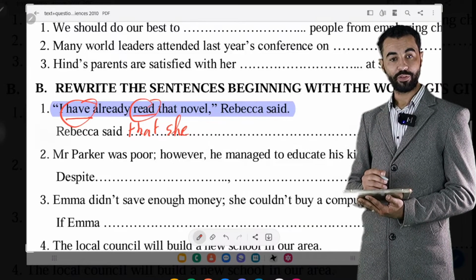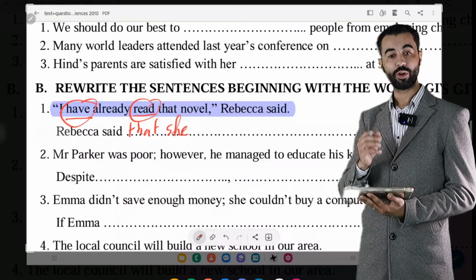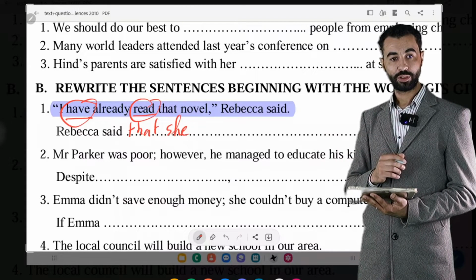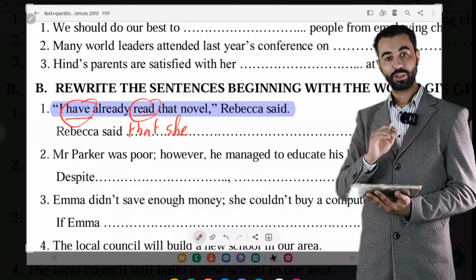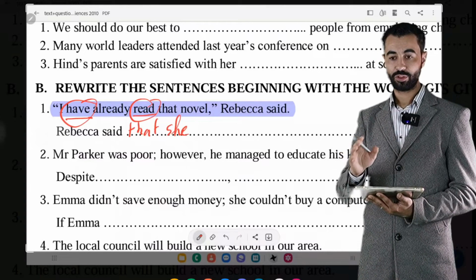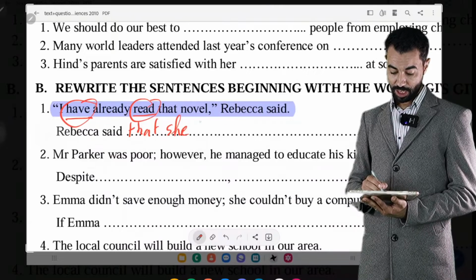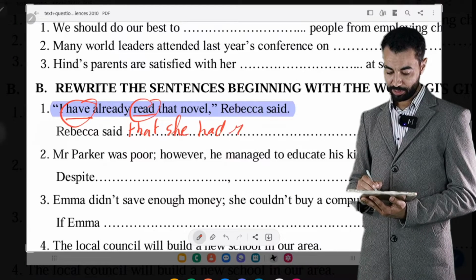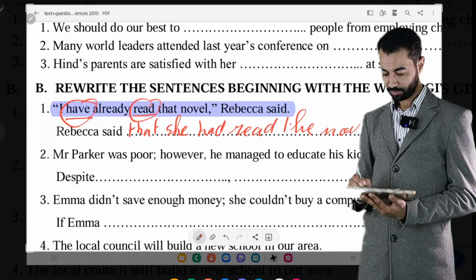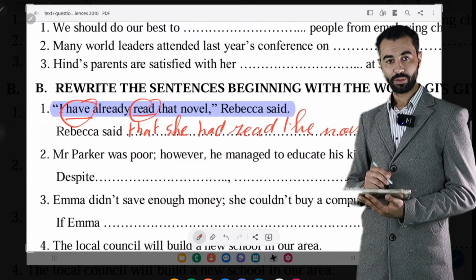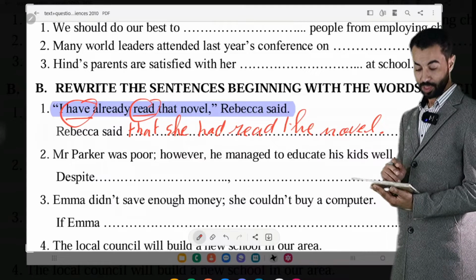Have read refers to the present perfect. And when we do have the present perfect in a sentence that is in the direct speech, and we want to convert it to the reported speech, we use the past perfect. Remember that you are provided with a chart and it shows you exactly the tenses to use so that no room for mistakes is left. So that she had read the novel. Okay? And you can write it this way. All right.